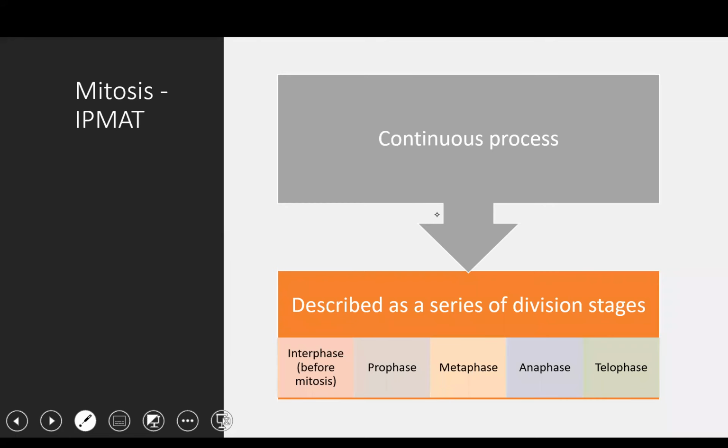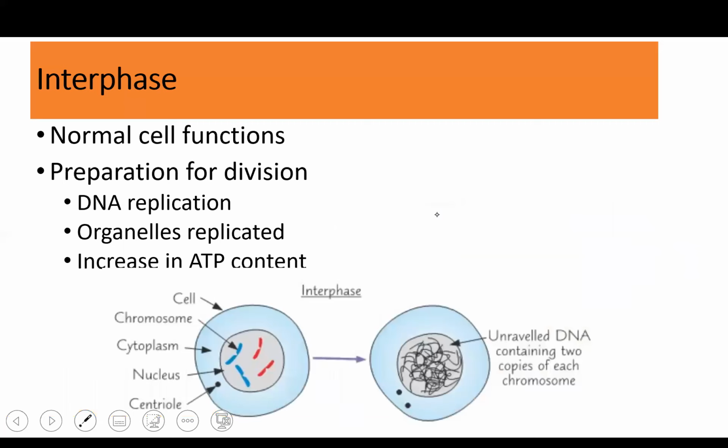So again, IPMAT, interphase, prophase, metaphase, anaphase, telophase. Interphase, normal cell function going on, cell's going to prepare itself for division. To do that, it goes through DNA replication, organelles are replicated, and we have an increase in ATP content.